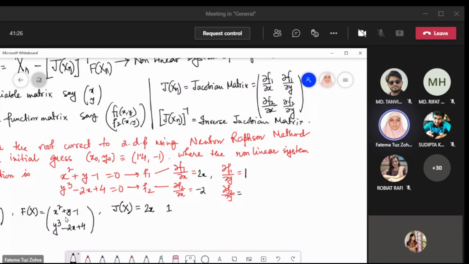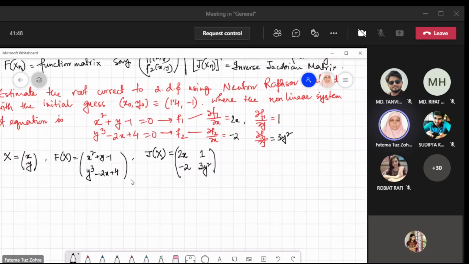In your viva, I can give you a system of nonlinear equations and ask what is F, what is J(X), what is the second element of J(X), something like this. So I have all those terms. Then I need the inverse of the Jacobian matrix. So what will be the inverse?